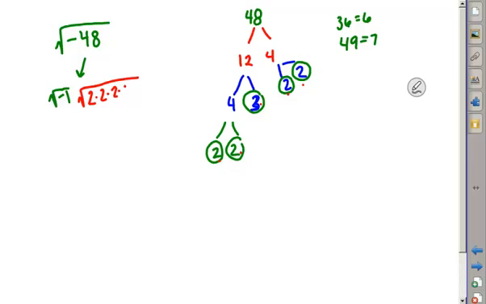So I'm taking the prime factors from underneath the factor tree and I'm putting them under the square root. This here is equal to the square root of negative 48. So think about it. 2 times 2 is 4, times 2 is 8, times 2 is 16, times 3 is 48, times negative 1 is negative 48. Okay? All right, let's keep going. The square root of negative 1 is i.